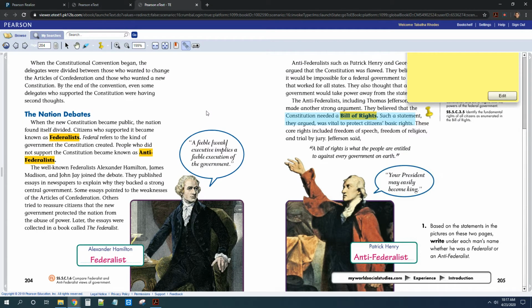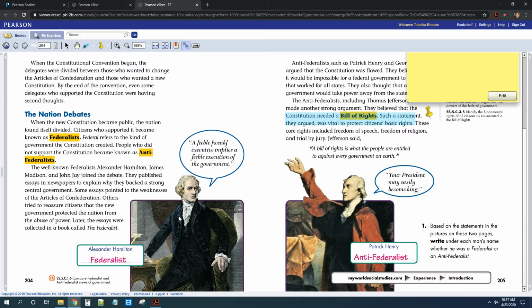So for number one, based on these quotes, you had to write whether you thought these men were Federalists or Anti-Federalists. So Patrick Henry should have been pretty easy because we learned in the last lesson that he didn't really like the Constitution. So he was definitely an anti-federalist. He was very worried that the president could become a king.